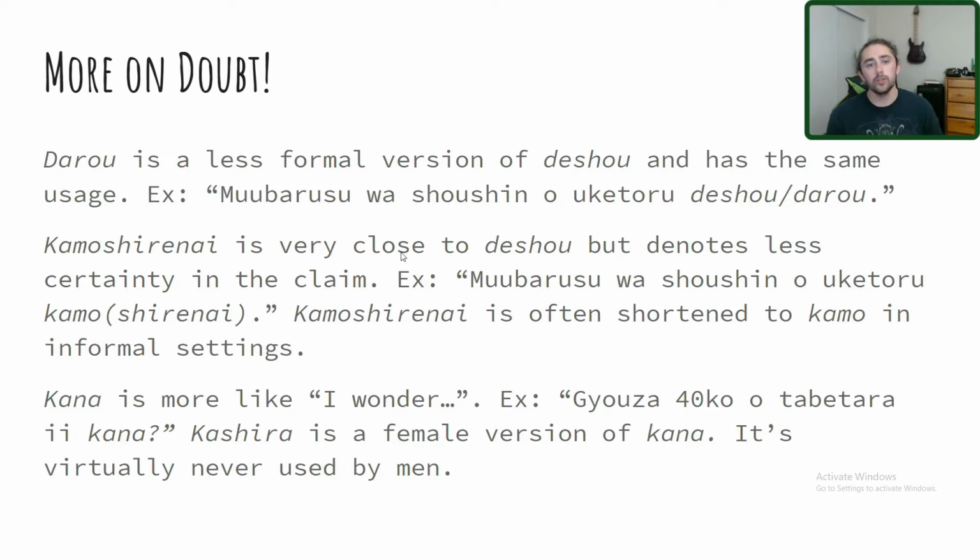Now, kamoshirenai is close, but it's a little bit less certain. So if we were like, Moobles wa shoshin o uketoru kamo, or kamoshirenai. Kamo is just an abbreviated version of kamoshirenai, and it's used just because kamoshirenai is very long. So a lot of times in less formal settings, they'll say kamo instead. Meaning that he'll probably get it. So instead of being like, yeah, he's likely going to get the promotion, we're like, it'll probably be Moobles that'll get it. We're just a little less sure at this point.